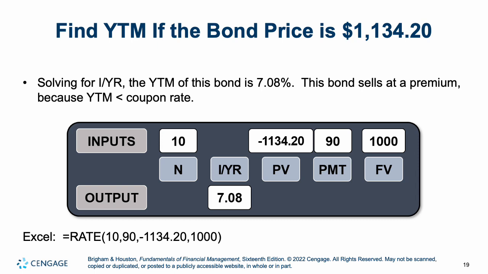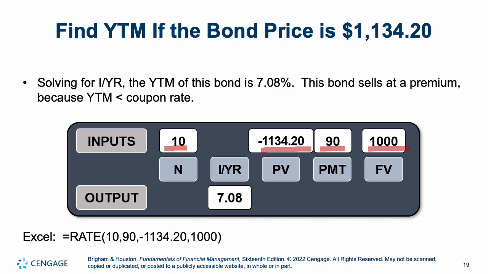Once again, 10 years total time for this bond. Present value, put in 1134.20. Just be sure to make it negative because once again, that's what it's going to cost us. Payment is still $90 because all we changed here is the bond price. Future value is still 1,000. Unless it states otherwise, the par value is $1,000. The overwhelming majority of bonds have a par value of $1,000.